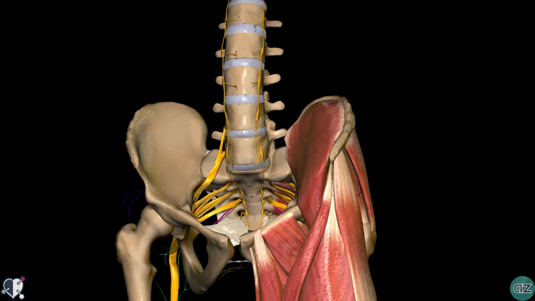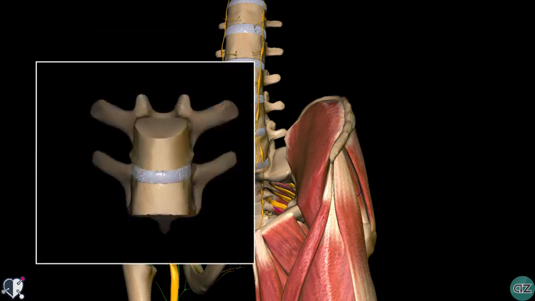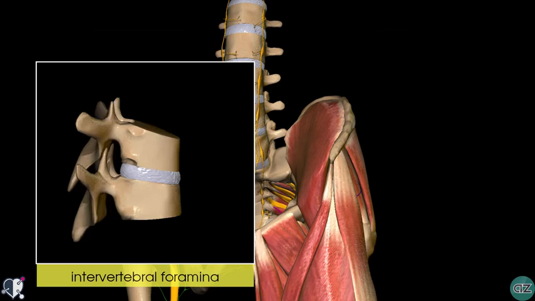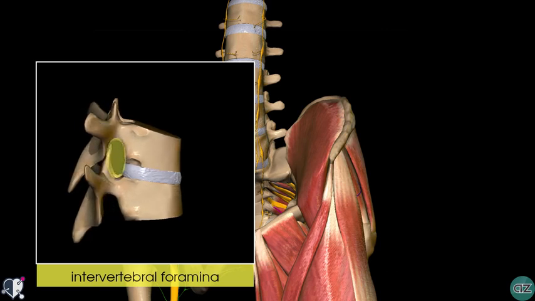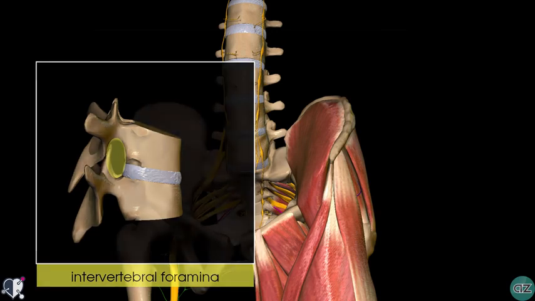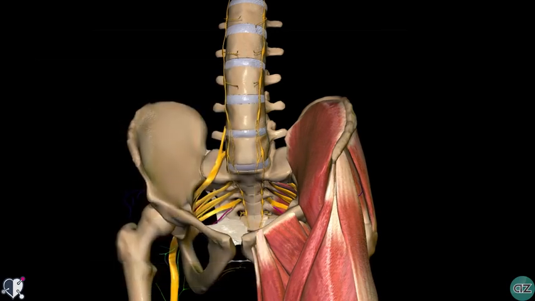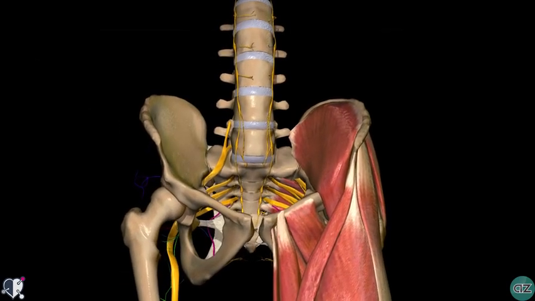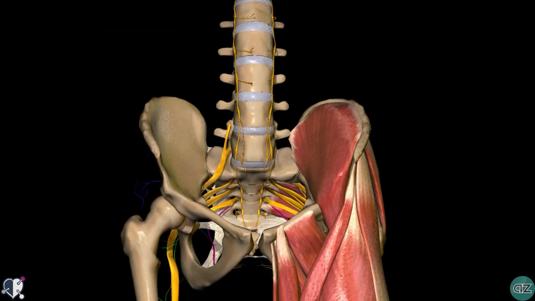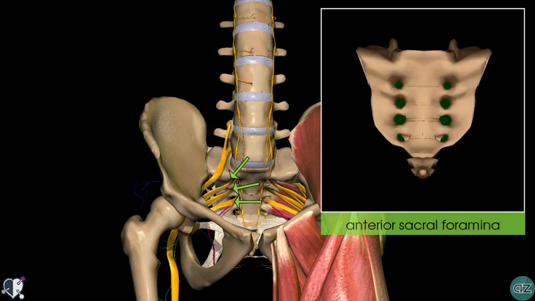At each vertebral level, paired spinal nerves leave the spinal cord via the intervertebral foramina of the vertebral column. Each nerve then divides into anterior and posterior branches, which are known as rami. The sacral plexus begins as the anterior fibers of the spinal nerves S1, S2, S3, and S4. These sacral fibers emerge via the anterior sacral foramina.